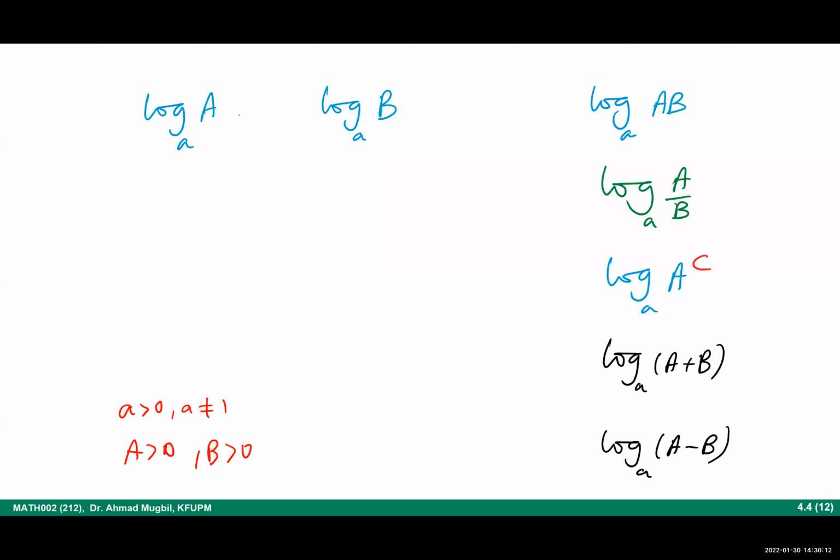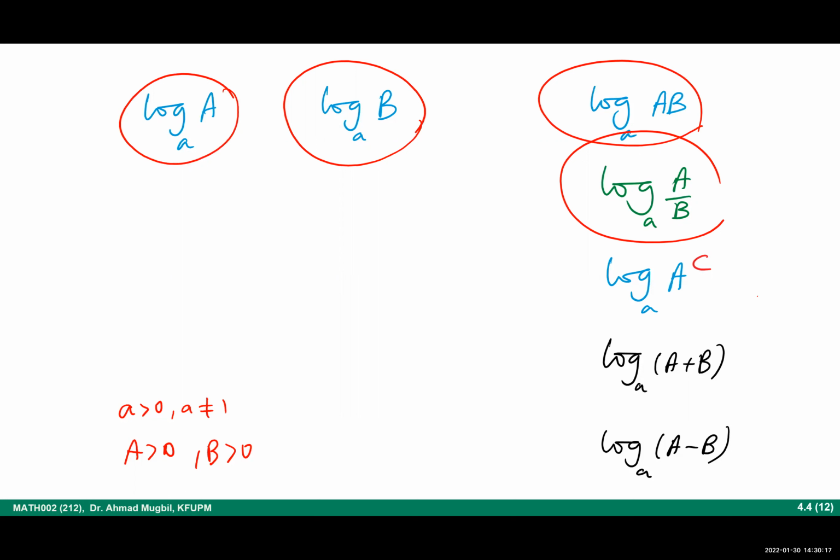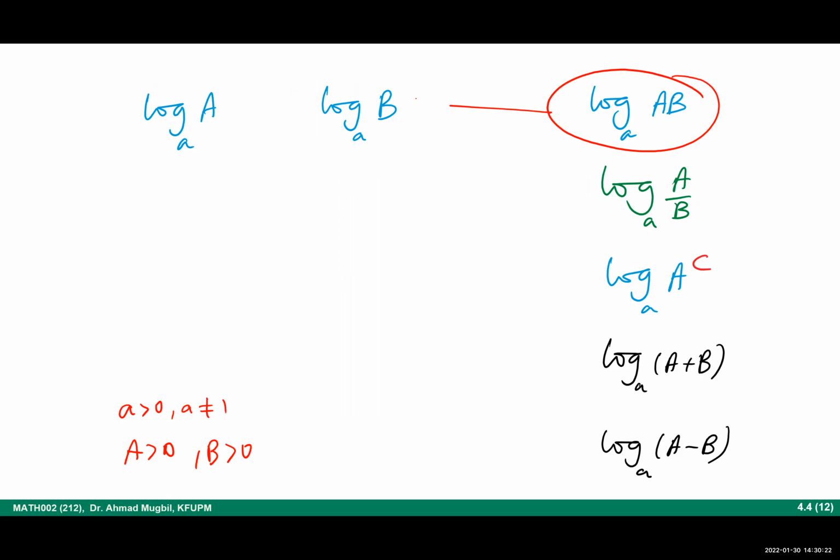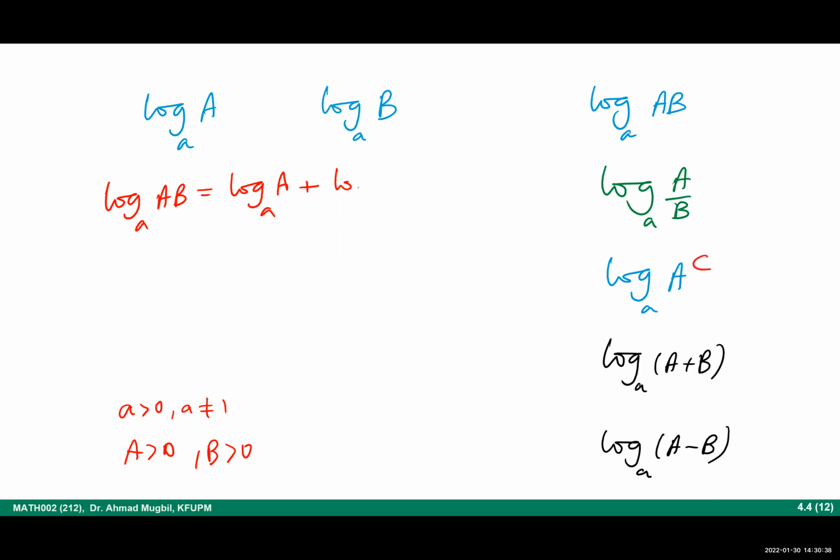Now, who can tell me what is the relationship between these expressions? Log A, log B, log AB, log A over B, log A to the power C, and so on. How is this related to these two? What is log AB? Yes. The log of the product is the sum of the logs. This is what we called the product law. So we are done with this. This is just the sum of the log of A and B.